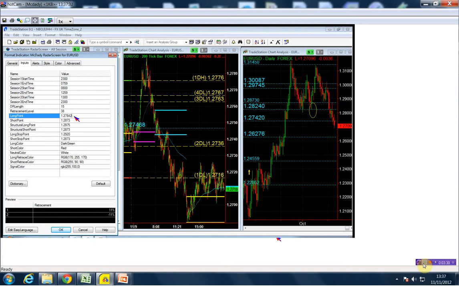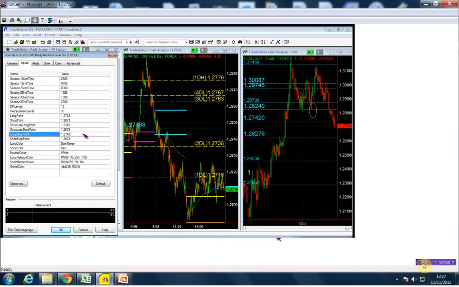So we will buy only above 127.42. That is going to be our buying point. That is going to be our structural long point, and of course this is going to be our stop.